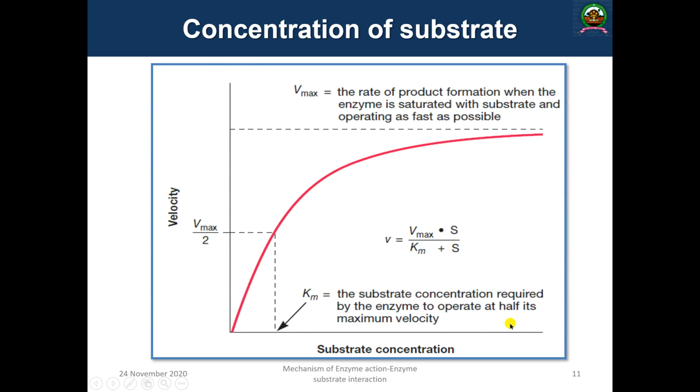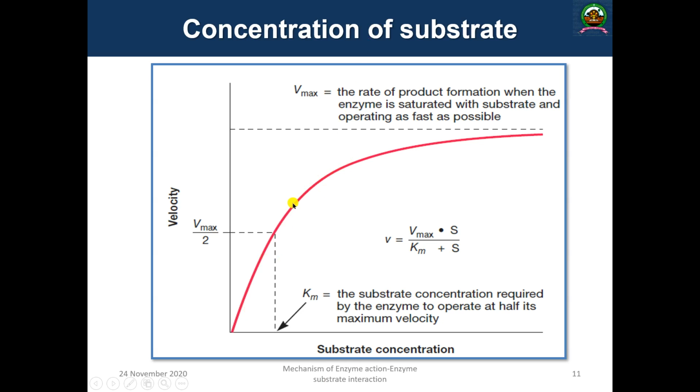So this is what I have told. On the x-axis we take substrate concentration and on the y-axis the rate or velocity. When the substrate concentration increases, the velocity also increases. Slowly you can see it increases. Once all the substrate is bound to the available pockets of the enzyme, if you add more substrate, it will not go further.